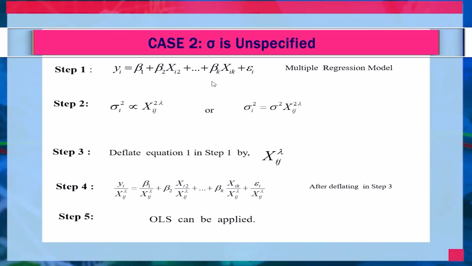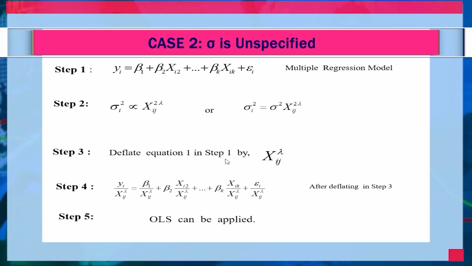If sigma is not specified, then there may be a possibility that sigma square is directly proportional to the square of the independent variables. This is just an intuition, a conjecture, a guess, that sigma square might be directly proportional to the square of the independent variable, because if the square of the term rises, the sigma square also changes. So what we do is divide the entire equation by xij square, and that is how the deflation is done, and then we can apply the OLS.